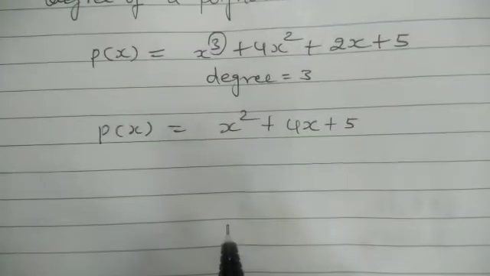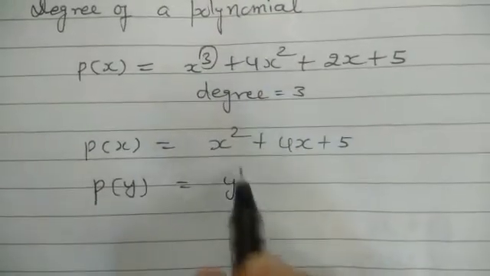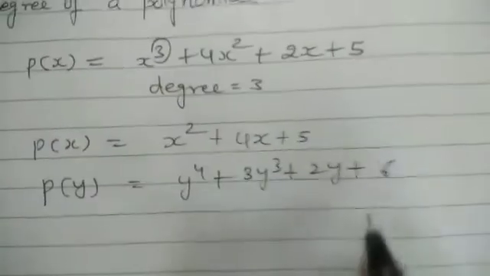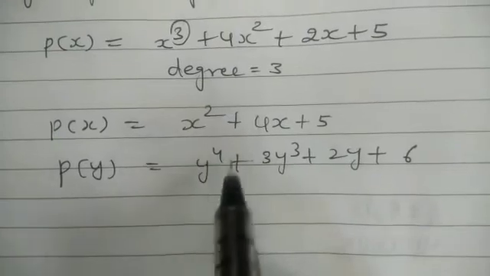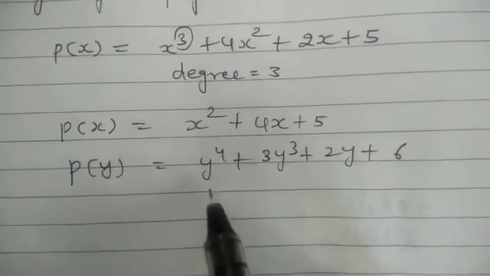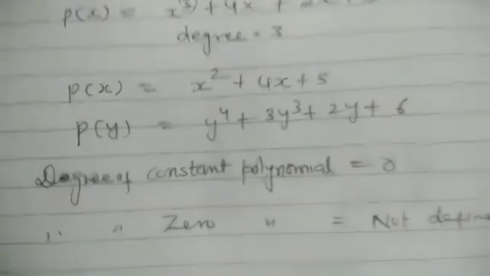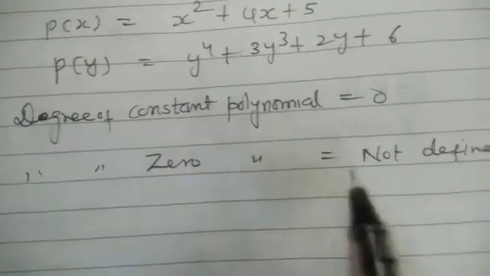We can take polynomial in any variable. I can also take p(y) equal to y to the power 4 minus 3y cube plus 2y plus 6. Here the variable is y and its highest power is 4. This thing we have already discussed in ninth class. And one more thing I want to remind you, degree of constant polynomial is 0 and degree of zero polynomial is not defined. These things I have already discussed with you in ninth class.